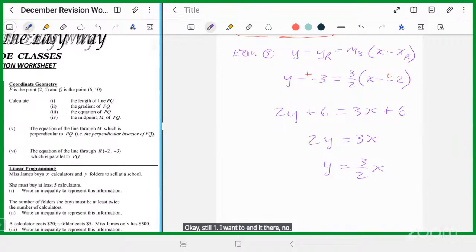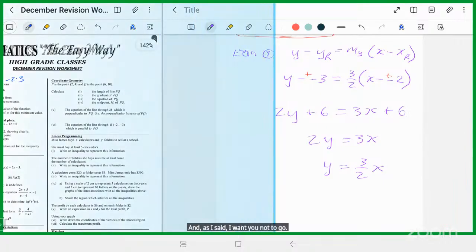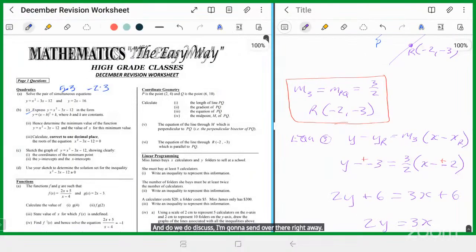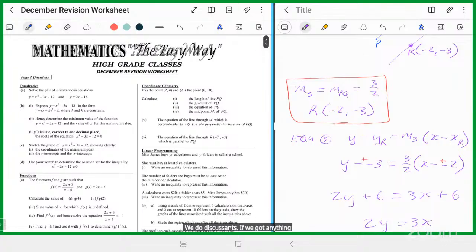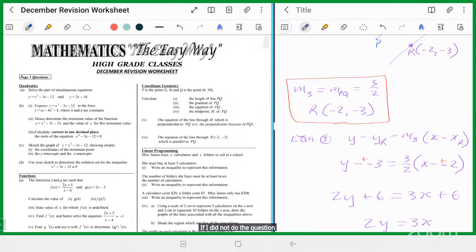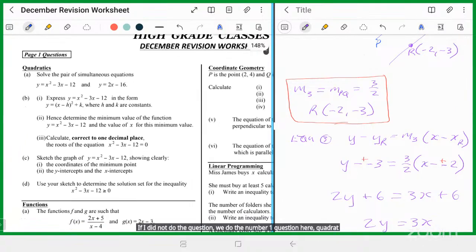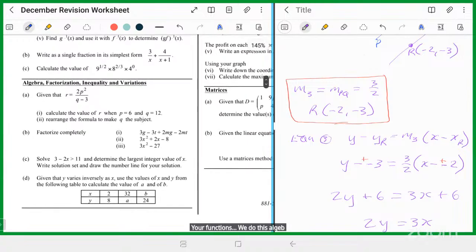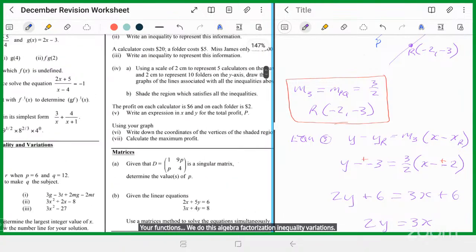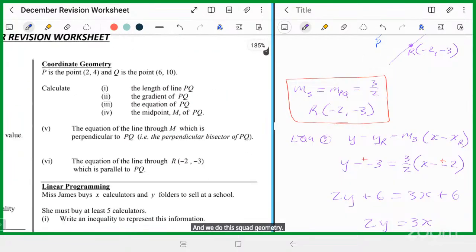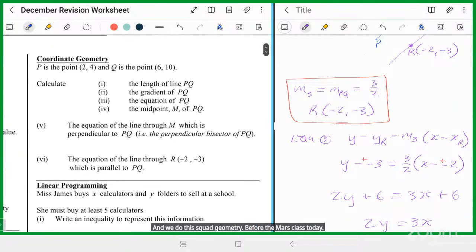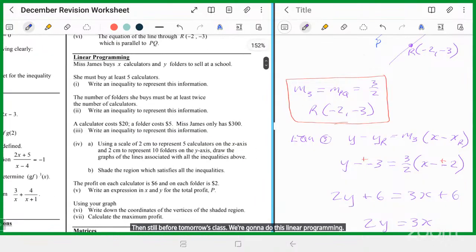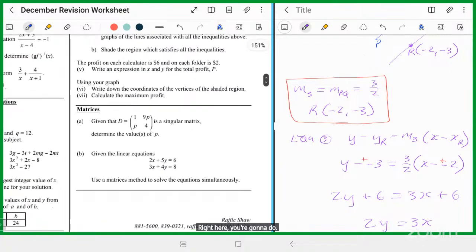As I said, I want you now to go and redo this question. I'm gonna send the video right away. Redo these questions. If you got anything wrong, or if you did not do the question, you redo the number 1 question here, the quadratics, you're revising. We do the functions, algebra, factorization, inequalities, variations, and coordinate geometry before tomorrow's class today. Then still before tomorrow's class, you're gonna do this linear programming right here. You're gonna do this matrices.